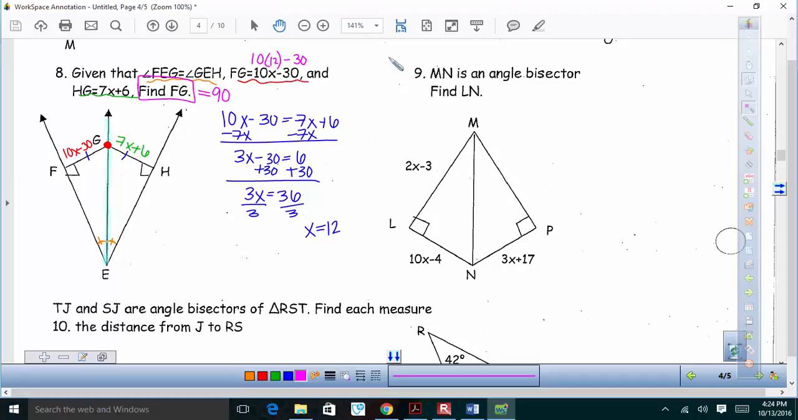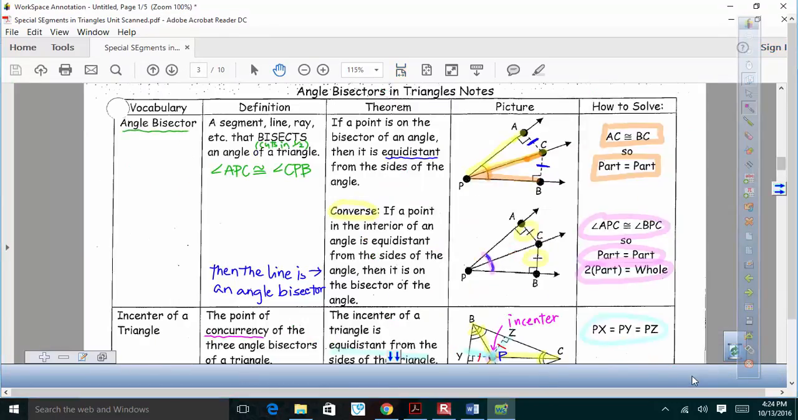Okay, hint: 9 is just like 8. Angle bisector means, if we go all the way back, if these are equal, then these lines are equal. If these lines are equal, these angles are equal. I highly, highly suggest that you make note cards for angle bisectors and incenters.